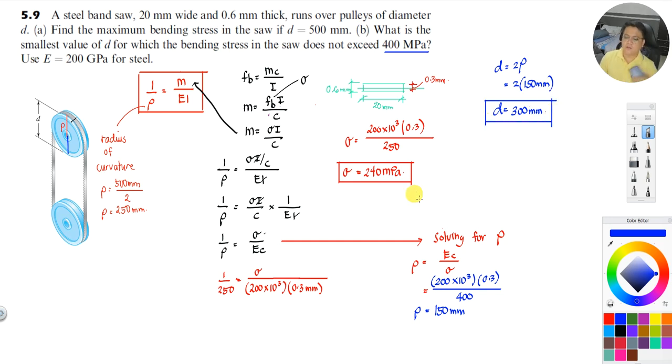Okay, so those two. Again, new concept, we can have this 1 over rho equals M over EI for the bending stress. Question? If no more question, again, I'll give you another 5 minutes to copy and internalize.